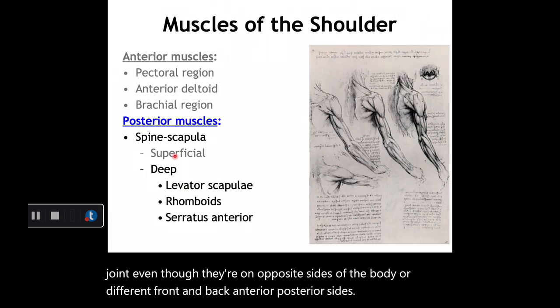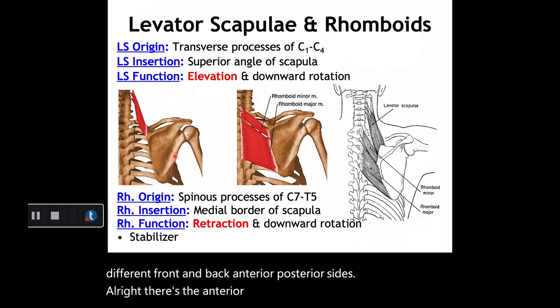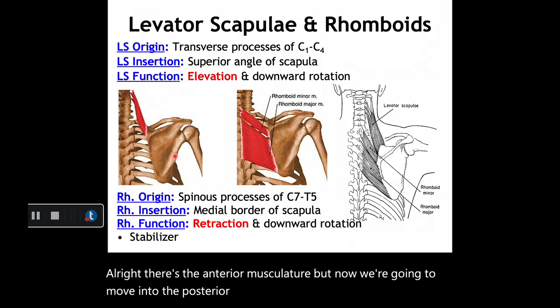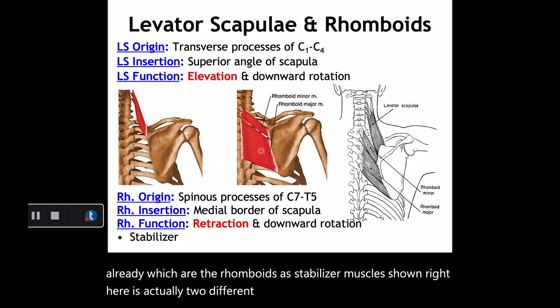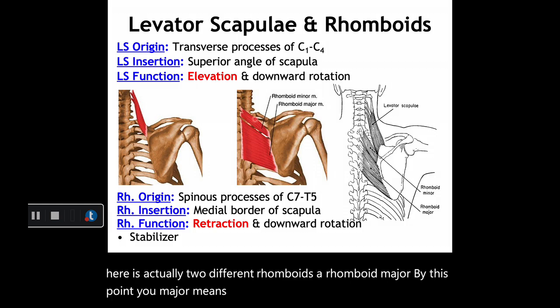All right, there's the anterior musculature. Now we're going to move into the posterior side. Again, I mentioned one of these already, which are the rhomboids, as stabilizer muscles, shown right here. There's actually two different rhomboids. There's a rhomboid major. By this point, you've got to know major means big. And then superior to it, there's another one, rhomboid minor.